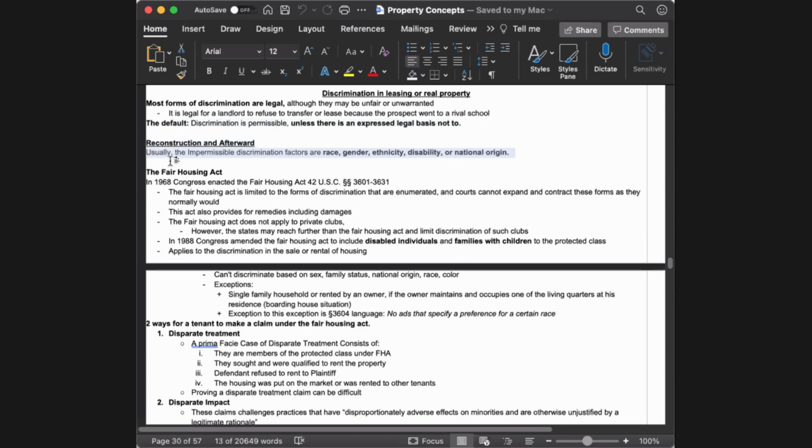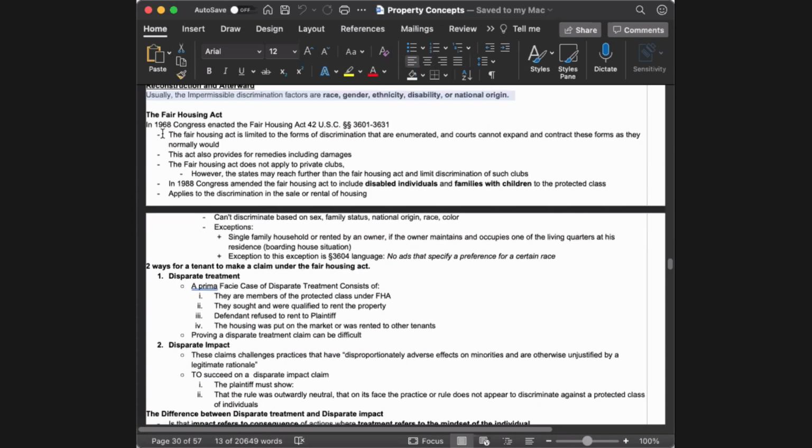So that's what this line here is saying: from the Reconstruction period onwards, usually the impermissible discrimination factors are race, gender, ethnicity, disability, or national origin. In 1968, we had the Fair Housing Act. The Fair Housing Act is limited to the forms of discrimination that are enumerated, and courts cannot expand and contract these forms as they normally would.